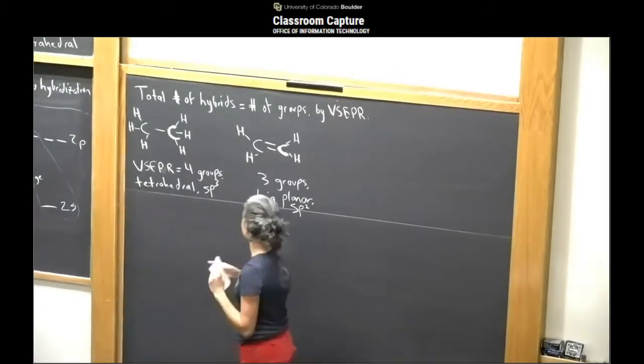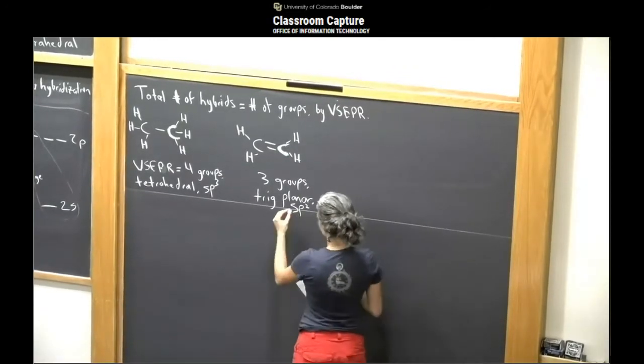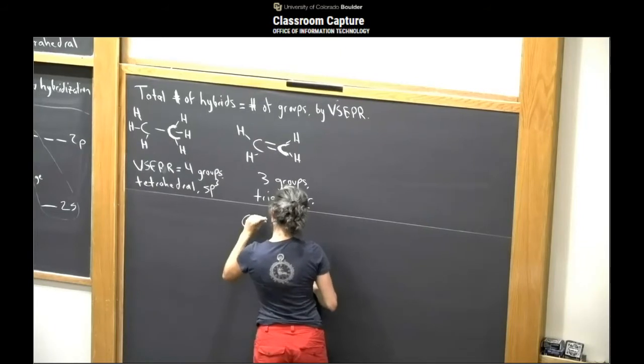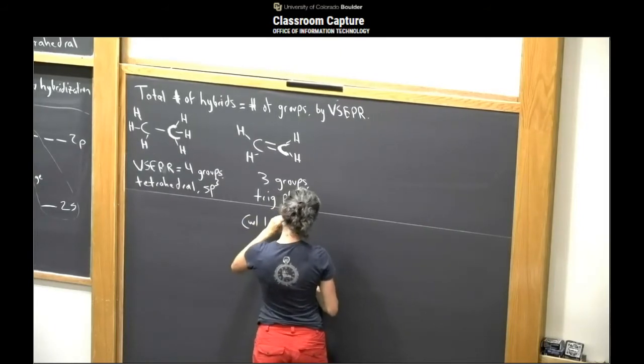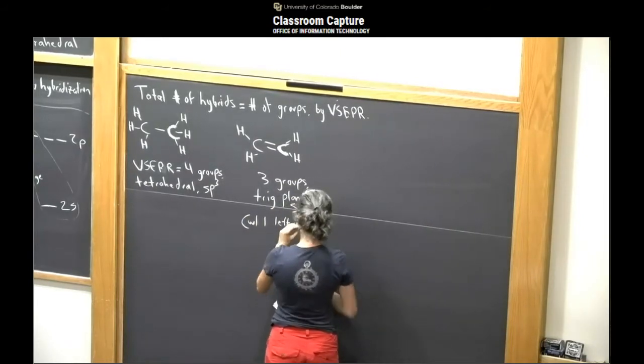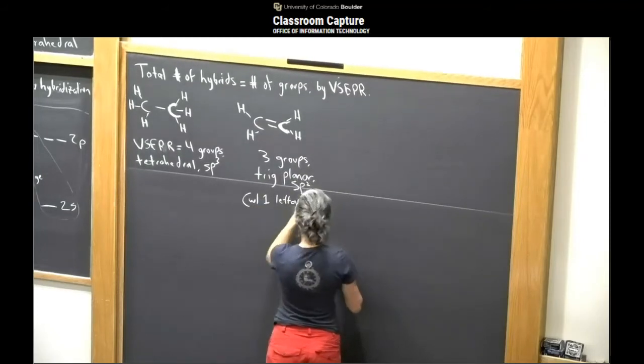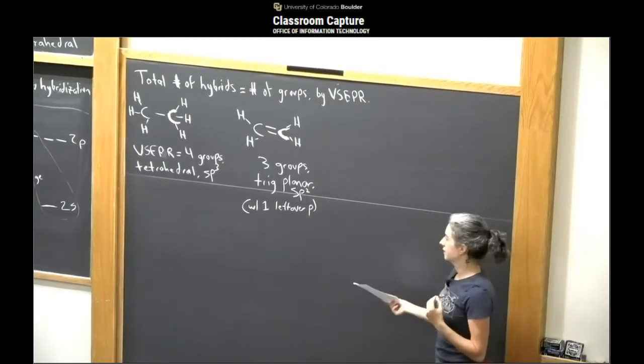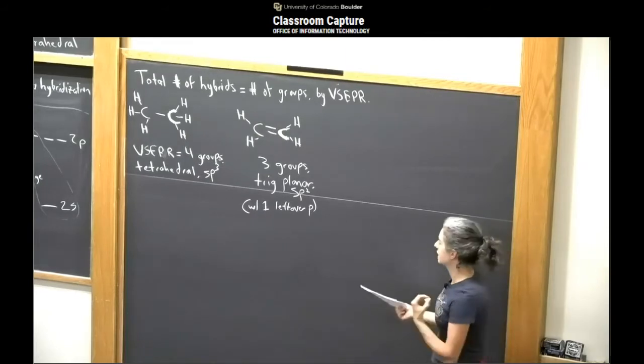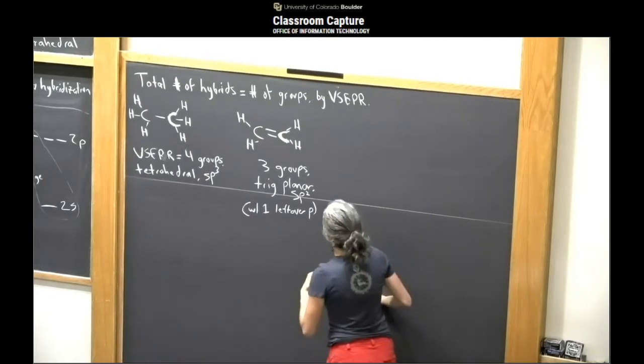Sorry, I'll get to you in just a second. So it's sp2, but with one leftover p orbital. And that is actually going to be quite important in just a second here in terms of what we can actually do with that leftover p orbital.